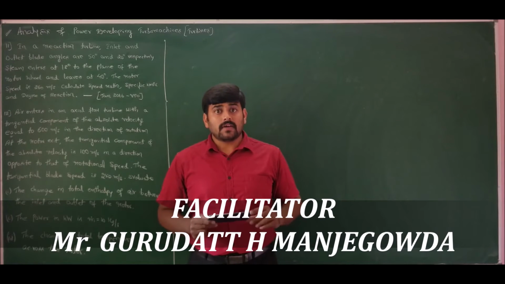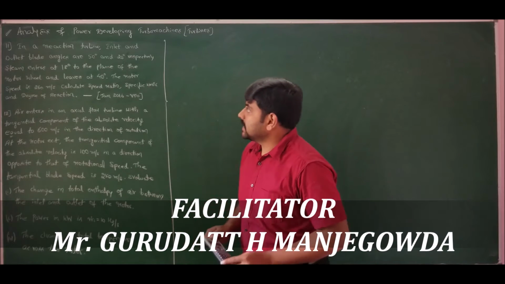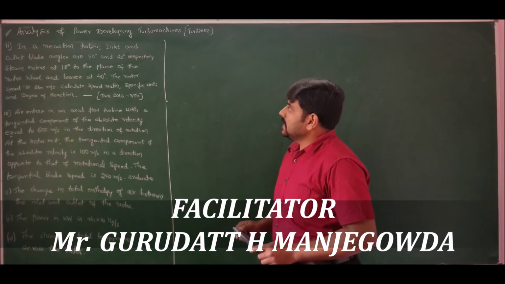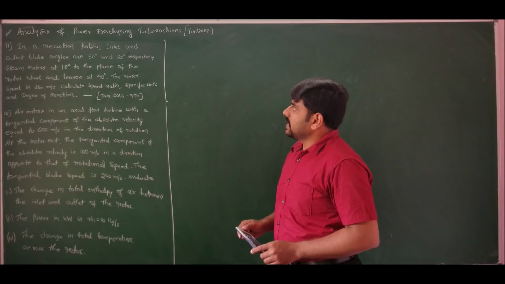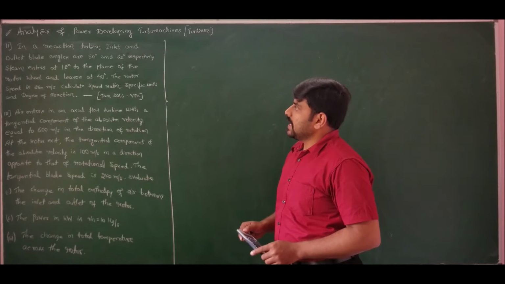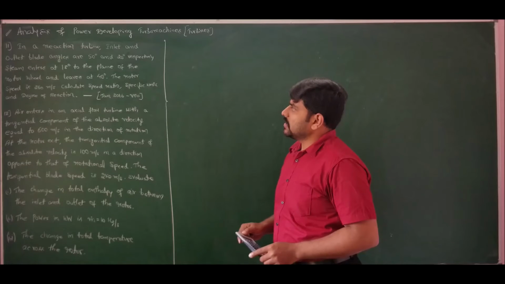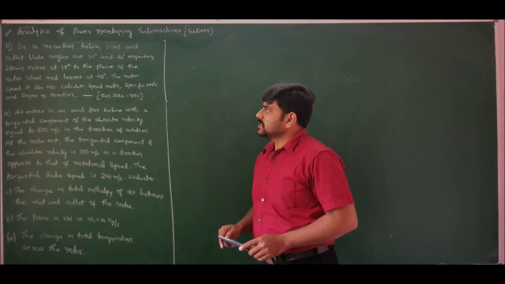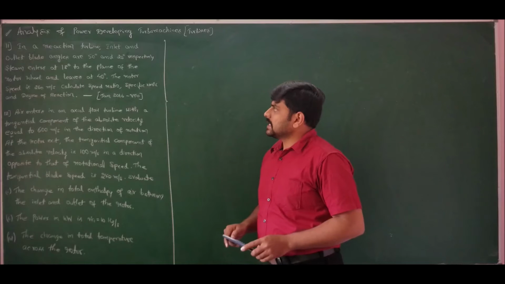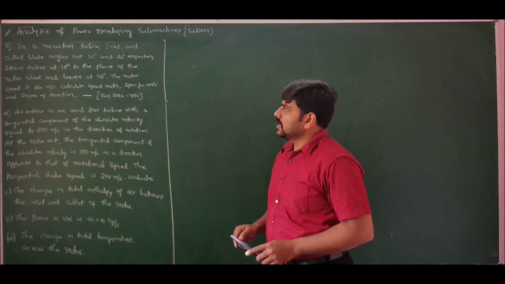Problem number 11 states that in a reaction turbine, inlet and outlet blade angles are 50 degrees and 20 degrees respectively. Steam enters at 18 degrees to the plane of the rotor wheel and leaves at 40 degrees. The rotor speed is 260 meters per second. Calculate speed ratio, specific work and degree of reaction.